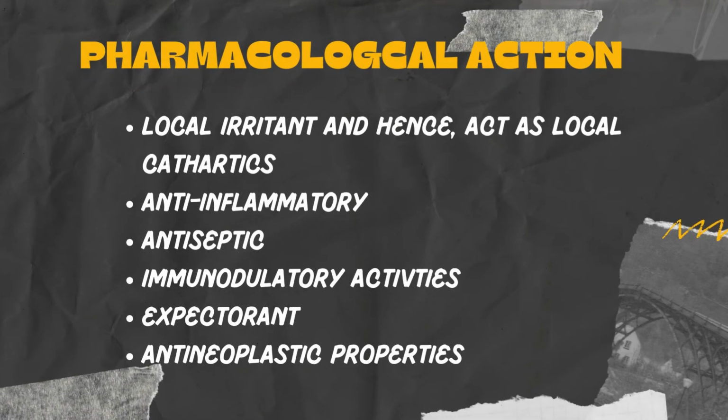The pharmacological action of resin. It acts as a local irritant, thus as a local cathartic, as well as having anti-inflammatory, antiseptic, and immunostimulatory properties. Also, it is used as an expectorant, which lubricates the airways, helps loosen up the mucus, and makes the secretion in airways thinner and easier to cough up and effectively clear the throat. It also possesses anti-tumor or anti-neoplastic properties and may be used as a treatment of cancer.